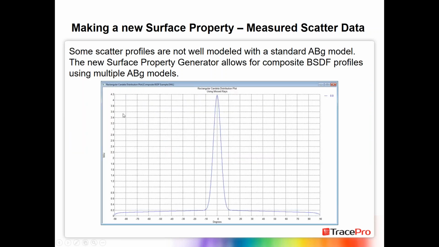Now, an additional feature here, and this is something new. This is something we haven't really had before. But some scatter models cannot be fitted very well with a single ABG model or standard ABG model. Let's say this is a scatter profile that we're looking for. We can see we have a fairly sharp peak here in the center from about +10 to -10 degrees, and then a bit of a shallow roll-off heading out towards 90 degrees.